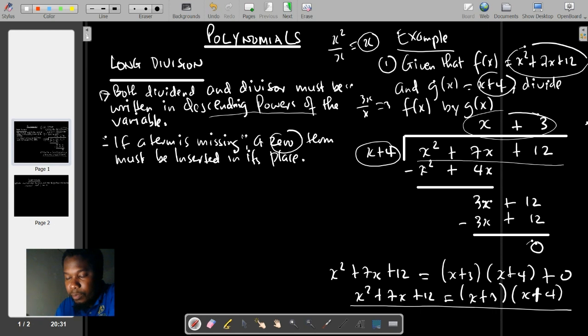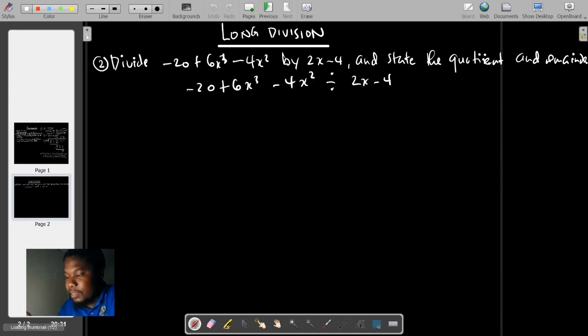Number one was that you have to make sure both dividend and divisor must be written in descending powers. Both of them. And if they are missing terms in any of them, make sure you include 0 terms. So let's look at our dividend and divisor. Our divisor is looking fine. It's 2x minus 4. This one is descending powers.